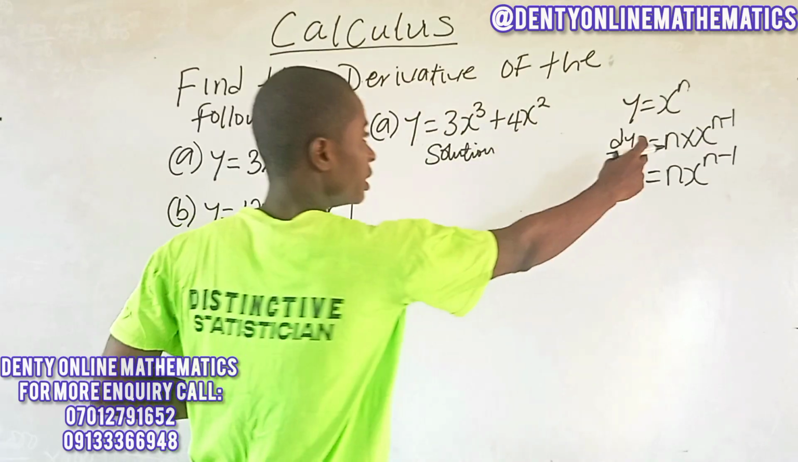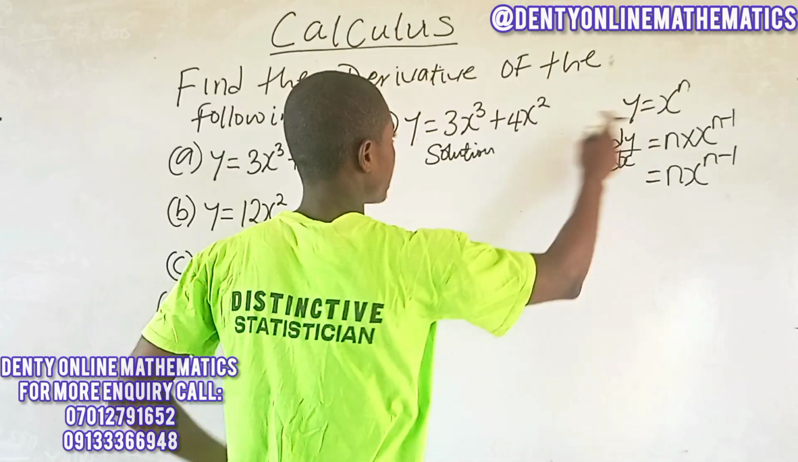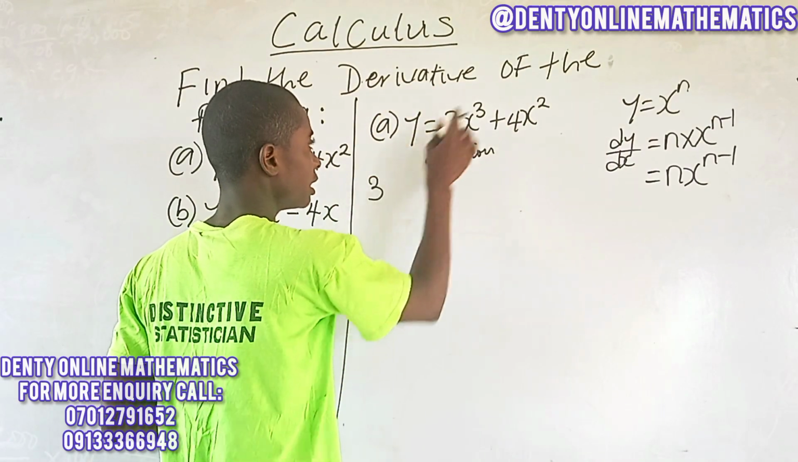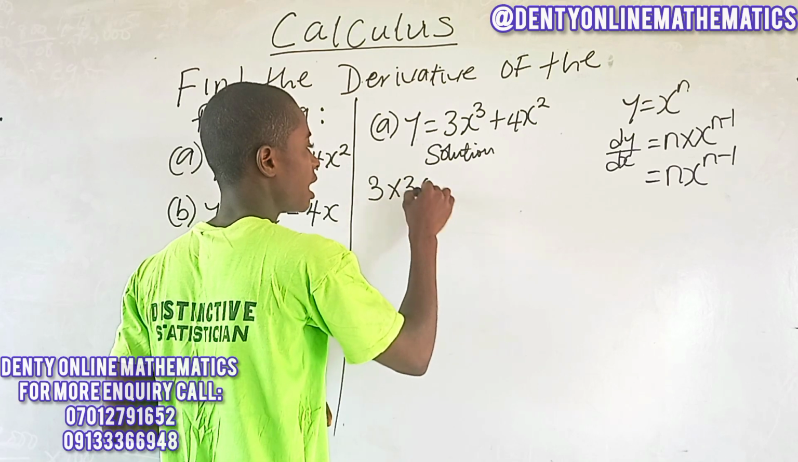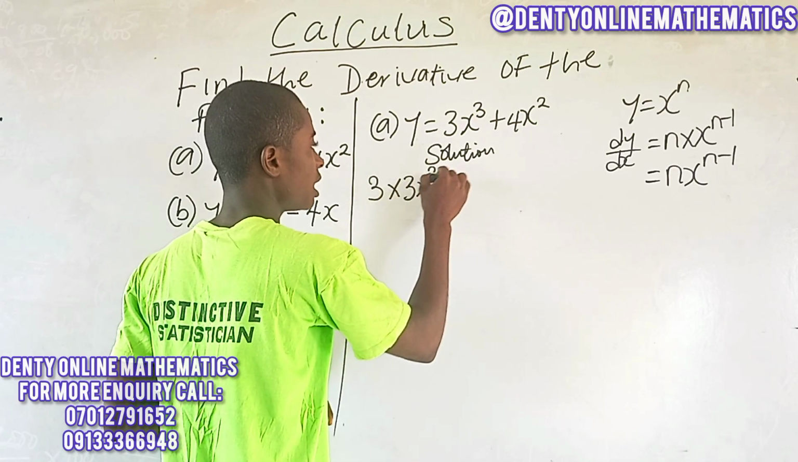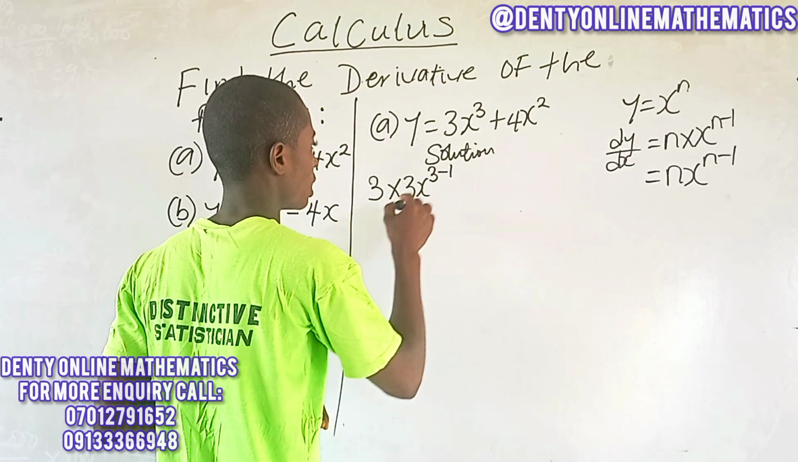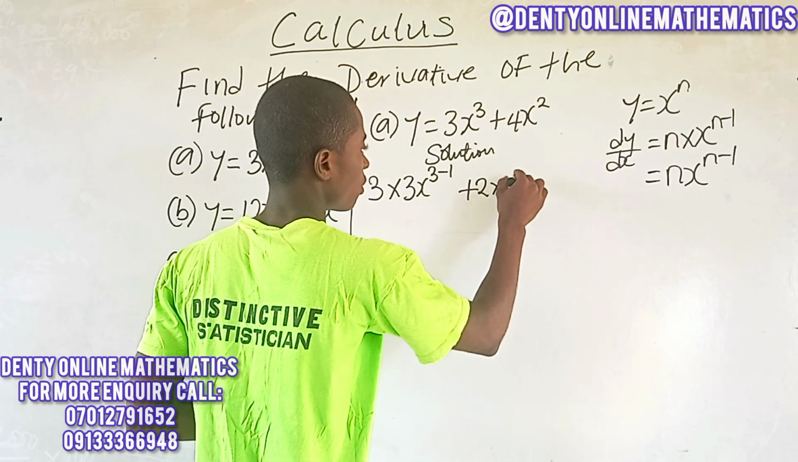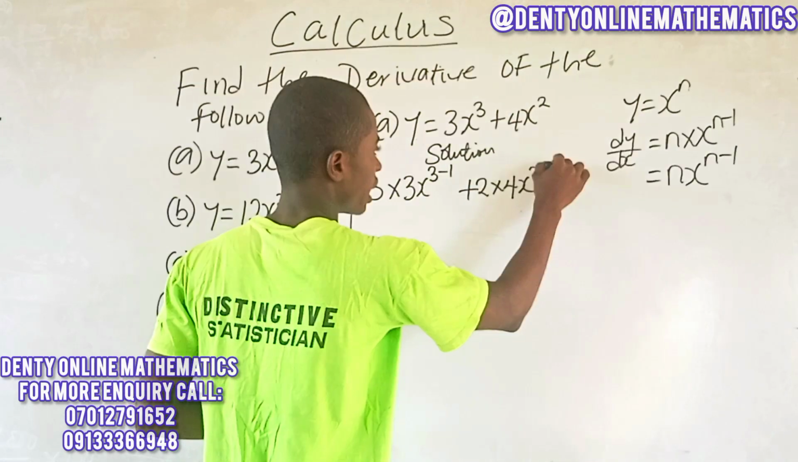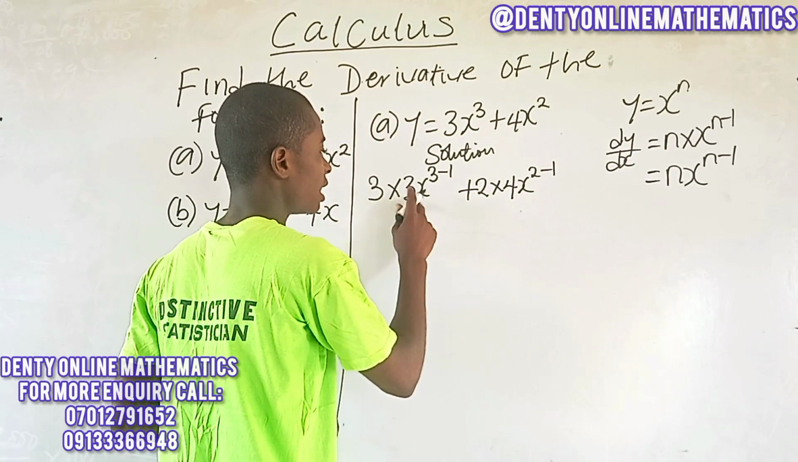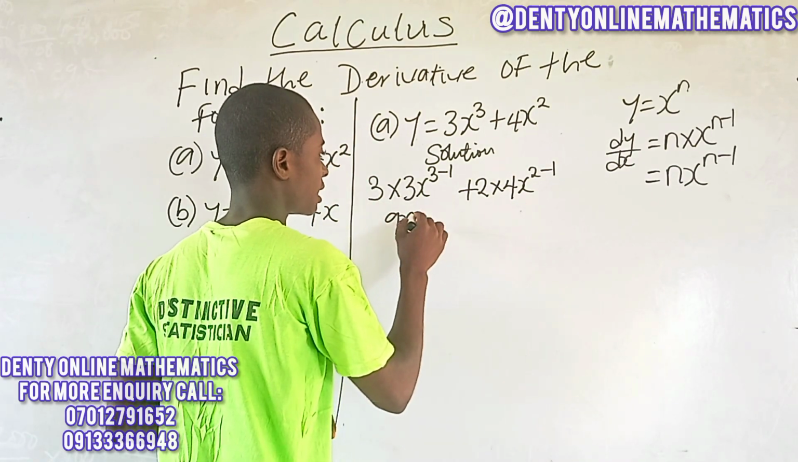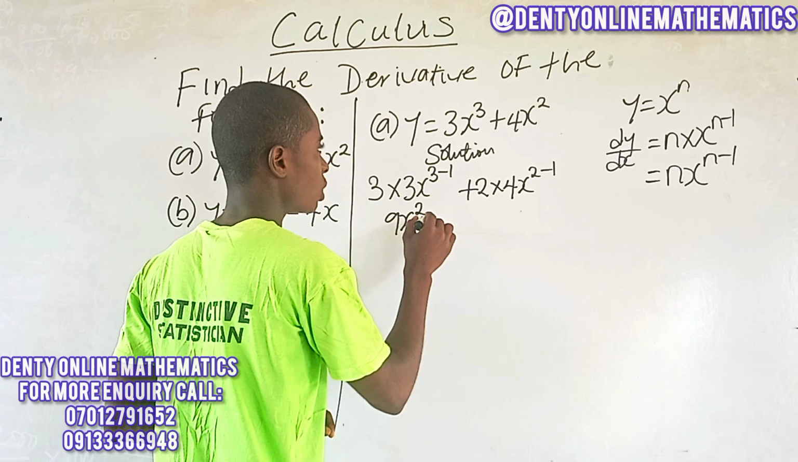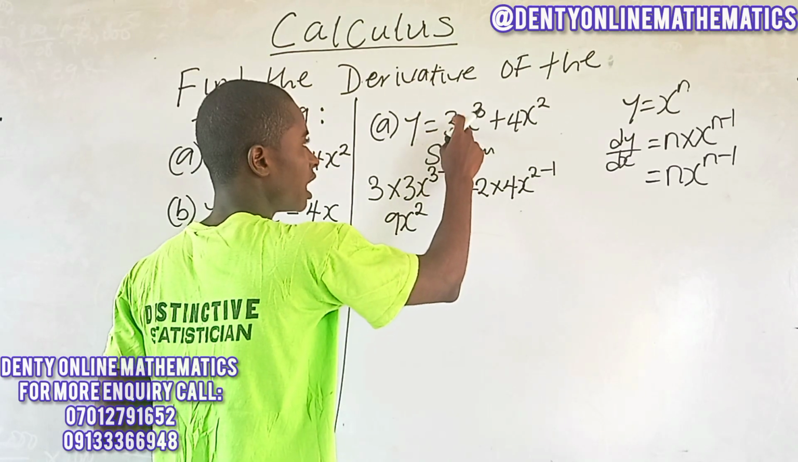Now remember we did n times x to the power n minus 1. So it's going to be 3 times 3x to the power 3 minus 1, plus, the same thing applies, 2 times 4x to the power 2 minus 1. So 3 times 3x will give us 9x. 3 minus 1 is 2. So it means that the derivative of 3x to the power 3 is 9x squared.